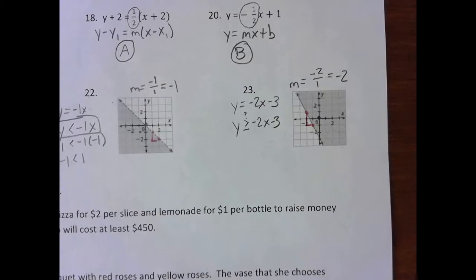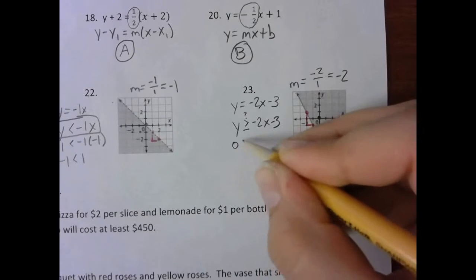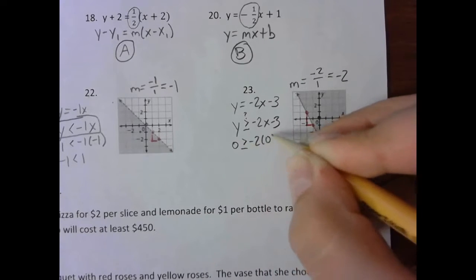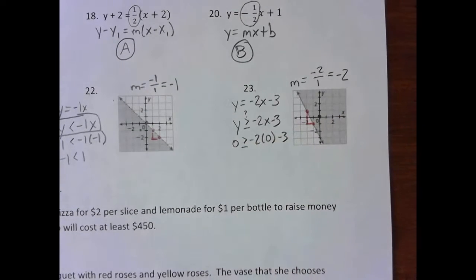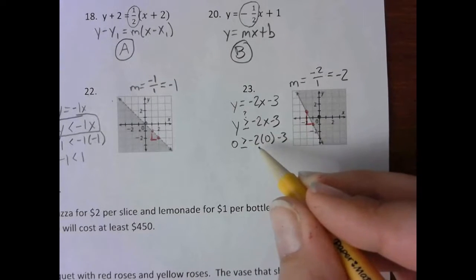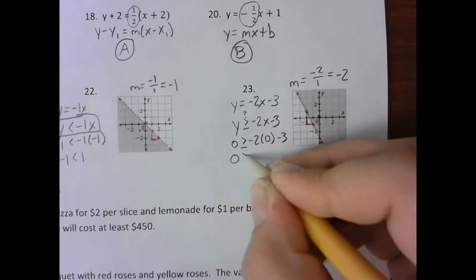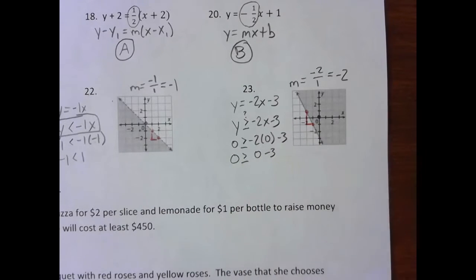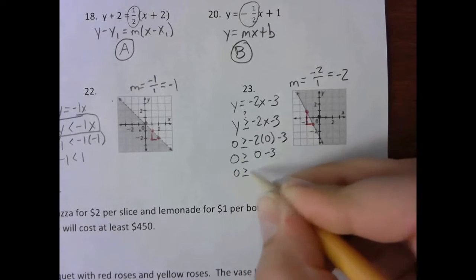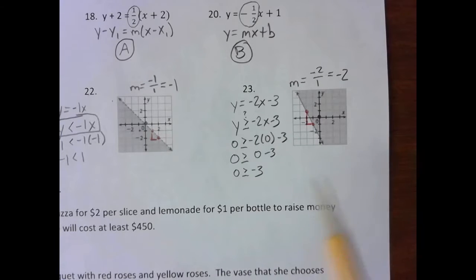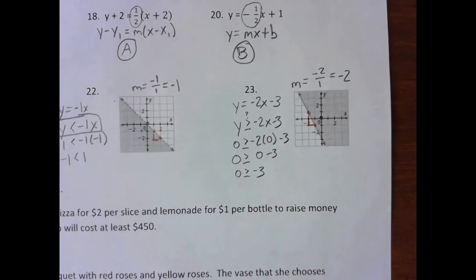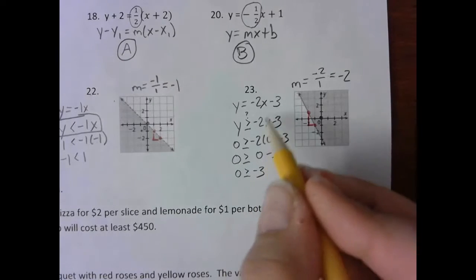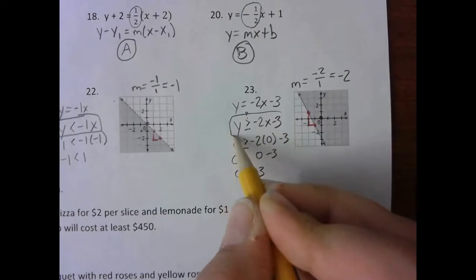So replace y with 0, replace x with 0. And we need to solve. Okay, to solve, we got to deal with our parentheses first. -2 times 0 is 0. 0 minus 3 is -3. Alright, is this true? Is 0 greater than or equal to -3? Yep, that's true. So we were correct in our hypothesis. That is the correct answer.